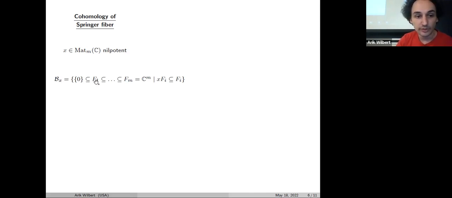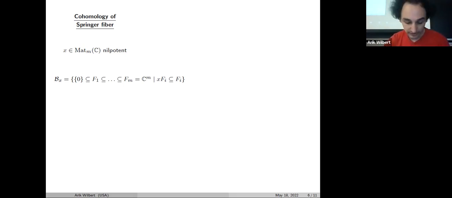So I put the nilpotent into the picture by requiring basically that each vector space here in my flag has to be fixed by the nilpotent. So if I apply the nilpotent to the ith space, I have to end up in the ith space again. So this is a very important algebraic variety in geometric representation theory. And it's kind of interesting that you can connect this to this knot homology stuff.